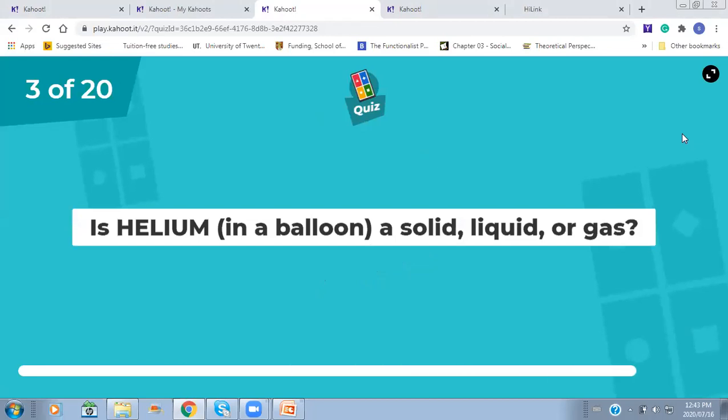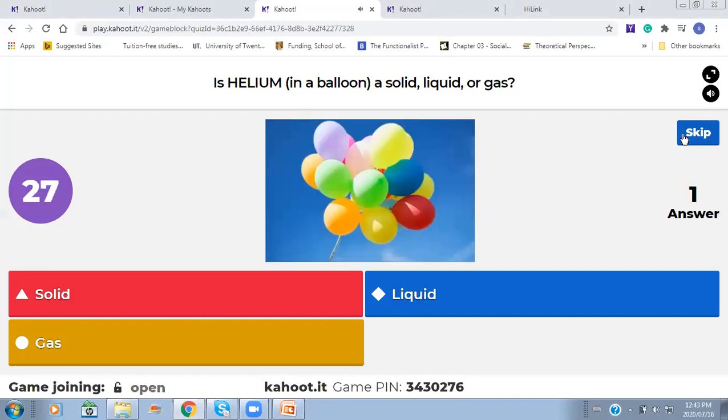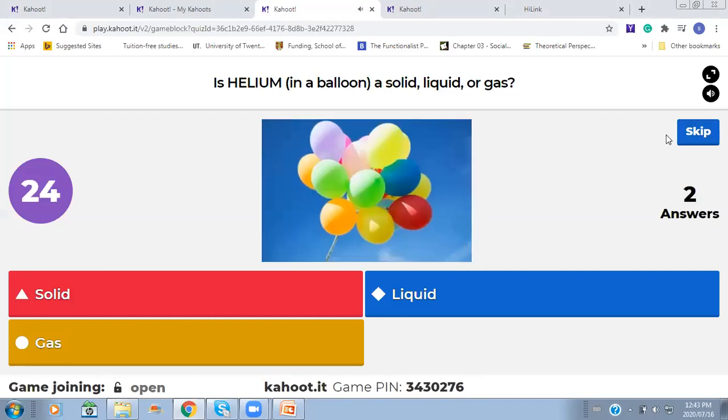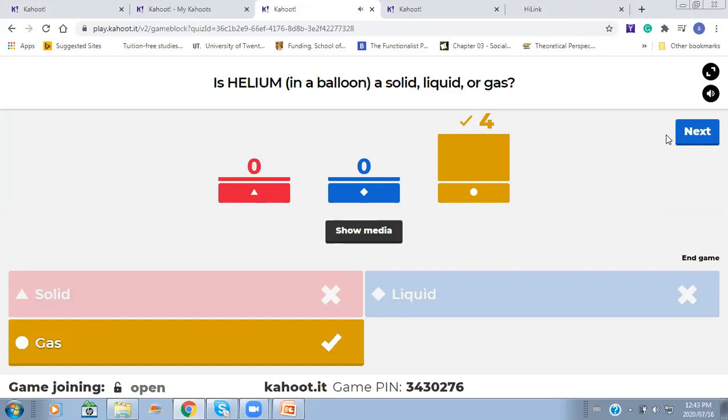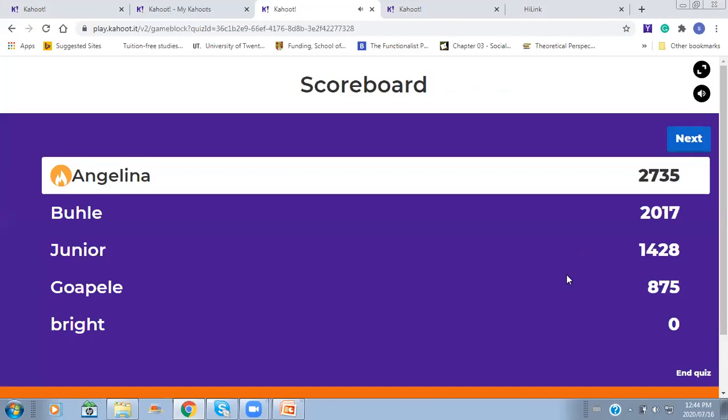Now, this is another one for you. Is helium in a balloon a solid, liquid, or gas? This one you can get. I trust you to get it. Yeah, the clock is ticking. Let's go. Yeah, you're getting it. I know you are going to get it. Yeah, everybody got it. So you are happy now. Let me see the one who got it first. Yes, it's Angelina, Butler, Junior, followed by Wapele.